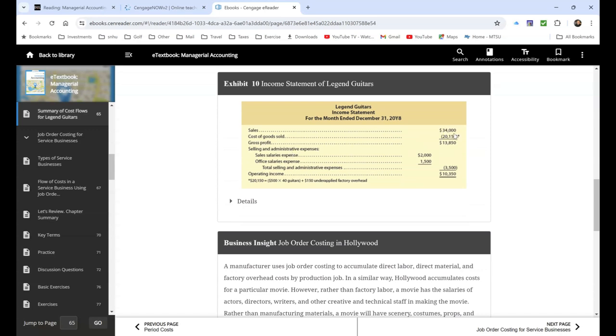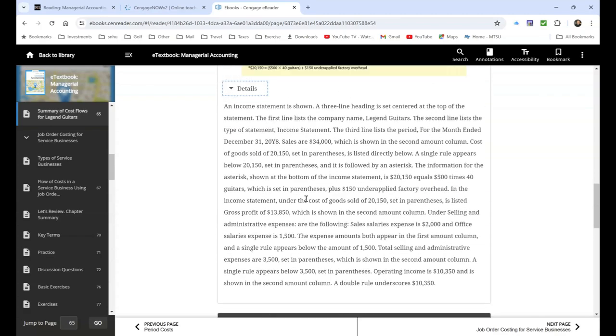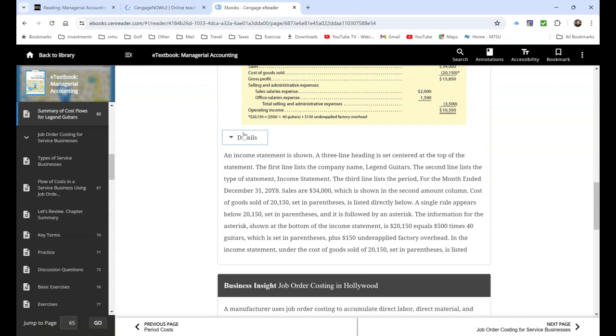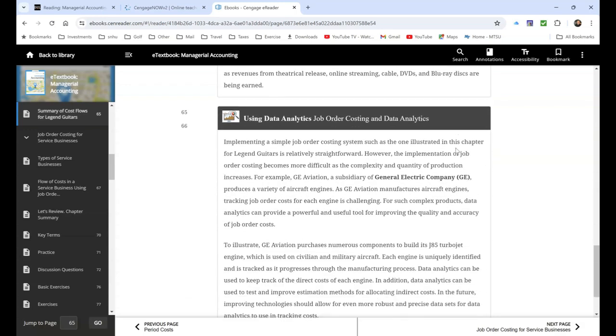So we had sales of 34,000. We removed cost of goods sold, or removed from inventory, 20,150. There's a little asterisk there. I'm not sure what the asterisk is for. Maybe it's in there. Anyway, all right. So then our gross profit is 13,850. We record our SG&As, which brings our profit, our operating income, down to 10,350.